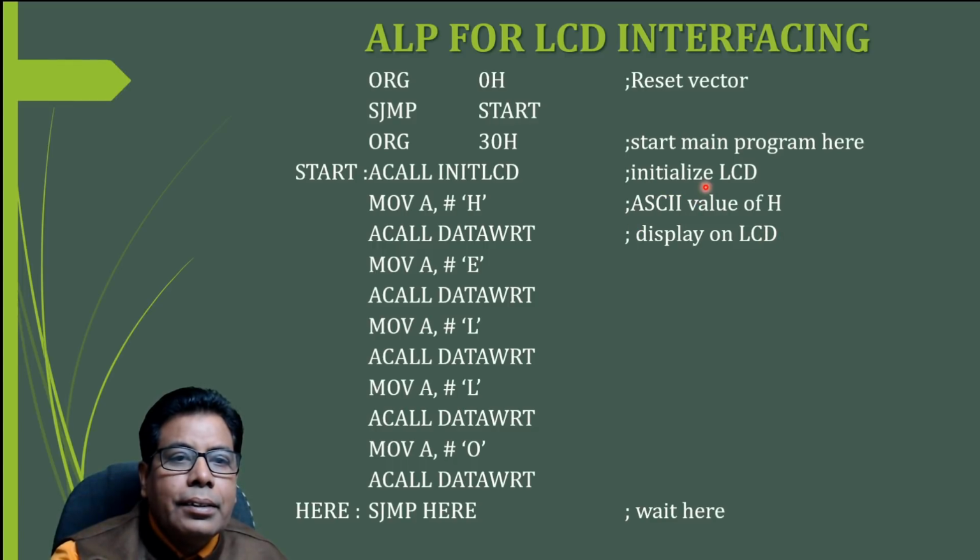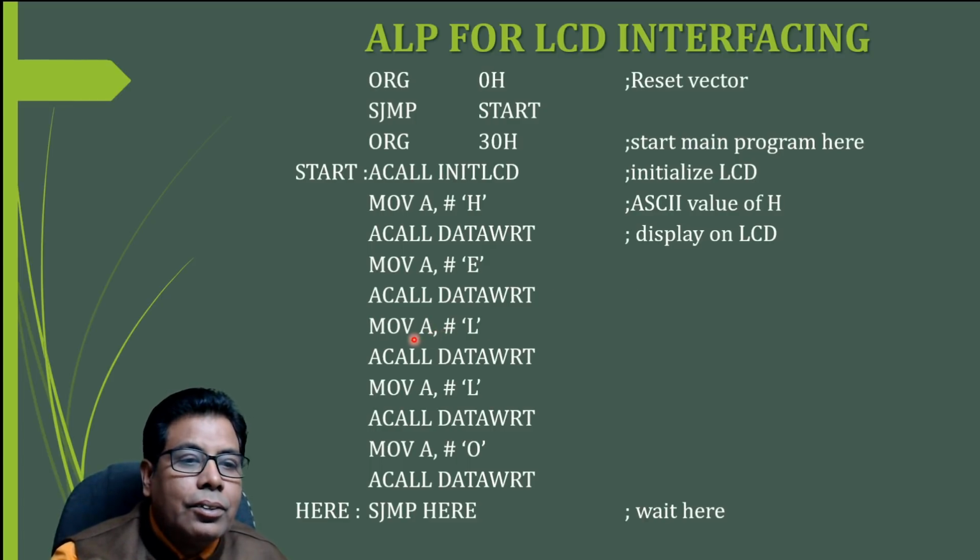The initialized LCD will position the character as per the commands, and then when we call the data write, it will display the data on the LCD. Then same thing we do for the character E. So we load it into the accumulator, MOV A, #'E'. ASCII value of E is loaded into the accumulator. Then again we call the data write, so that will be displaying the character E.